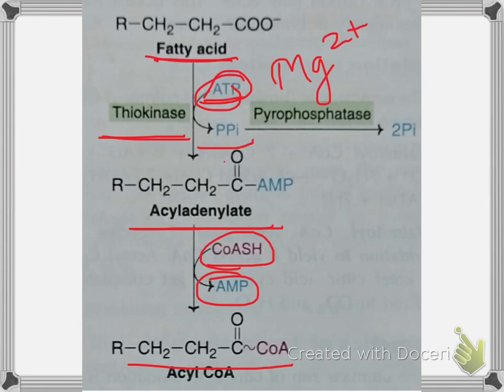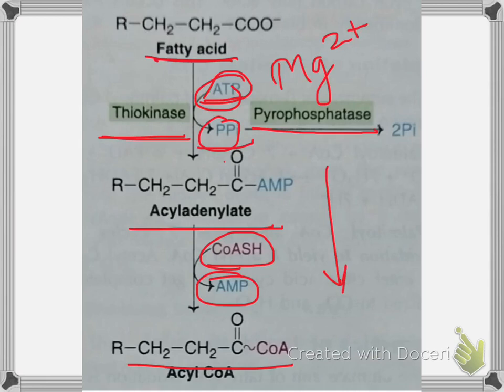The enzyme inorganic pyrophosphatase hydrolyzes PPi to inorganic phosphate. And the immediate elimination of the PPi makes this reaction totally irreversible.